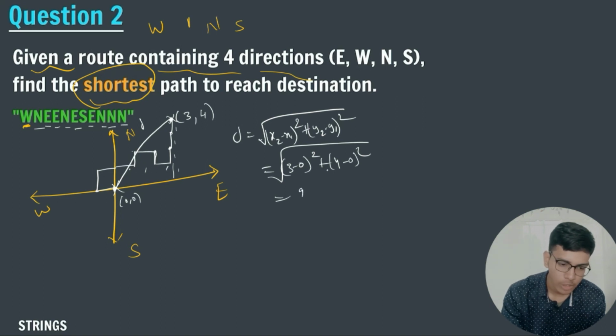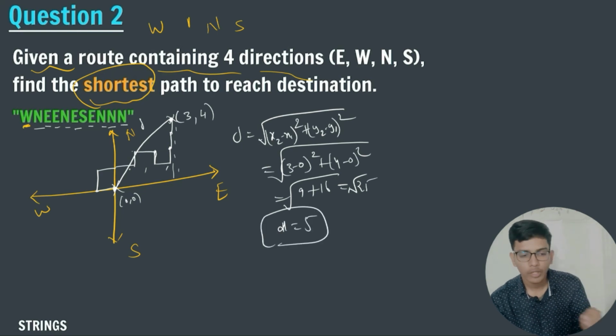That is 3 minus 0 is 3, squared, which is 9. After that, 4 minus 0 is 4, squared, that is 16 here. Right? The sum is root 25, and the answer we will get is that the shortest distance is 5. So this is how we calculate the shortest distance between any 2 points.